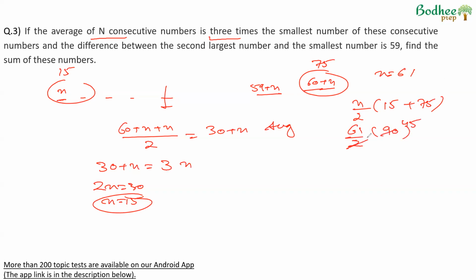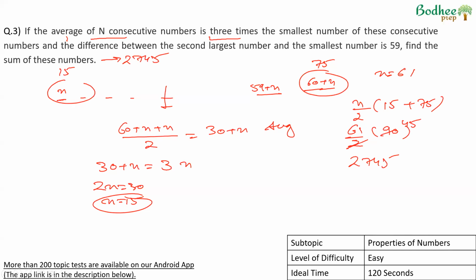So 61 into 45. 61 into 45 will be 45 into 60, which is 2700, plus 45, which is 2745. The sum of the numbers will be 2745. Again, I'd say conceptually an easy question. Calculation might take some time, but overall an easy question that could be done in about 2 minutes.